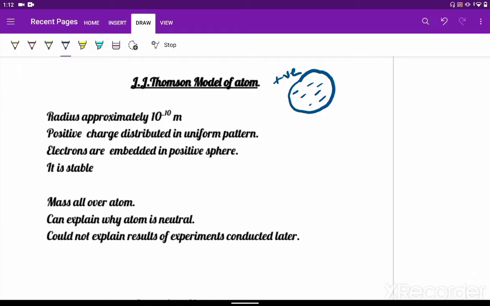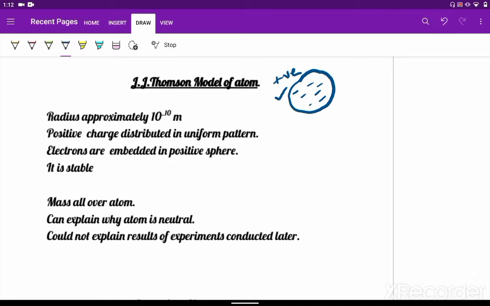As per J.J. Thomson model, the sphere is totally uniformly positively charged, and inside that the electrons, not ions, electrons are embedded. It is also known as plum pudding model or watermelon model, because in watermelon we see that the black colored seeds are embedded in the red pulp. Similarly here the electrons are embedded in the positive sphere.